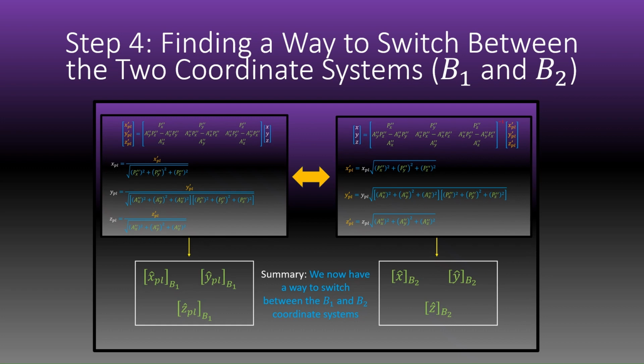But then we're also going to have to switch back, because once we have the rotated point in the B2 coordinate system, we need to switch it back to the B1 system so that we could figure out the formula in terms of the XYZ Cartesian coordinate system. And so right now we're going to do this. We're going to figure out a way to switch between the two coordinate systems.